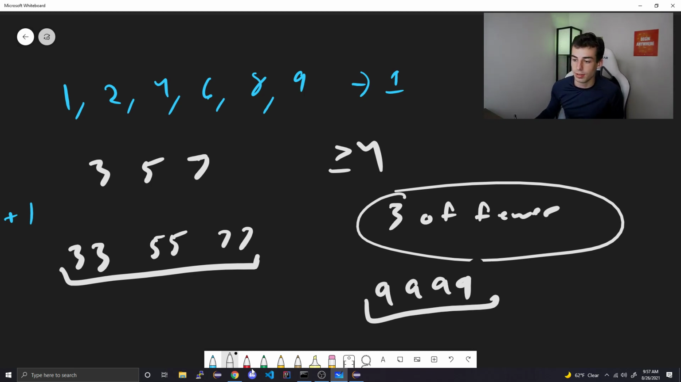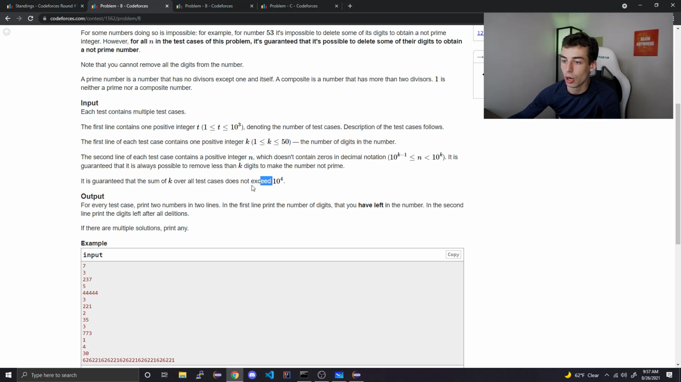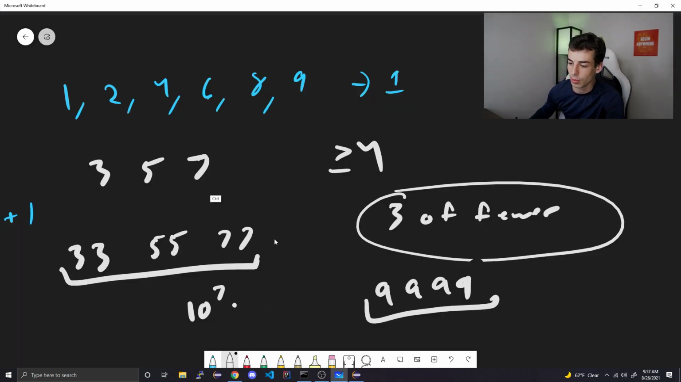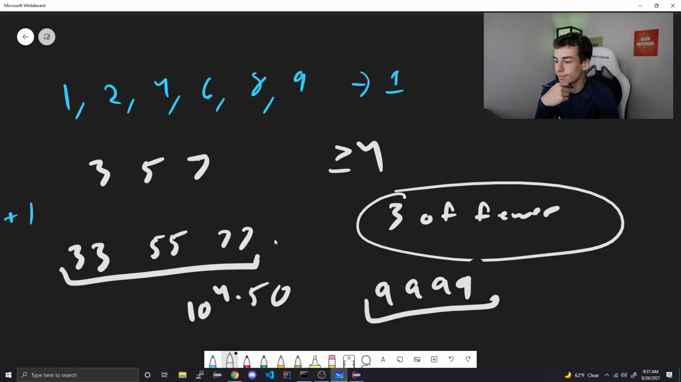And then your runtime is like 10 to the 7 times the cost of checking if it's prime. You can do it faster, but I just did 10 to the 7 times 50, I think. Is that too big? No, the sum of k is 10 to the 4, so it's just 10 to the 4 times 50. So very easy. For each of these, we find one of these, so it might be a little bit slower. It might be possible to hack my solution for this, but it's pretty easy.